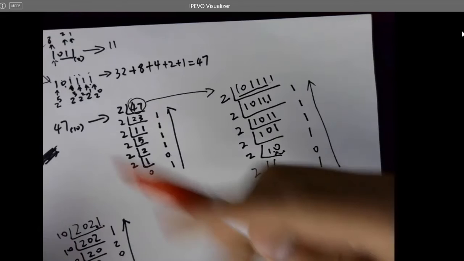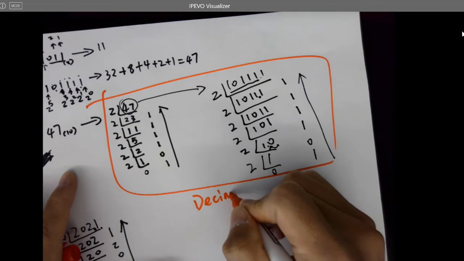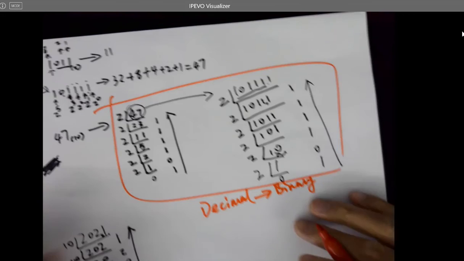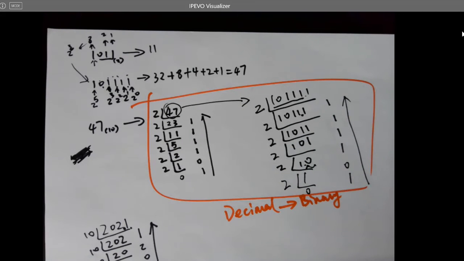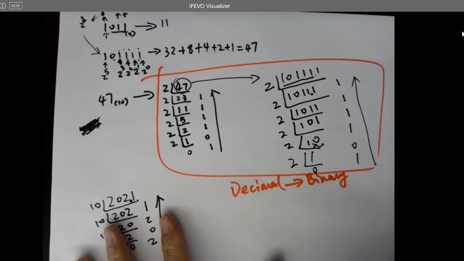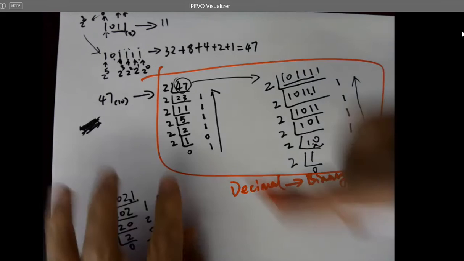So this is for decimal to binary. Do you know how to convert binary to decimal? Have we done that? Binary to decimal.